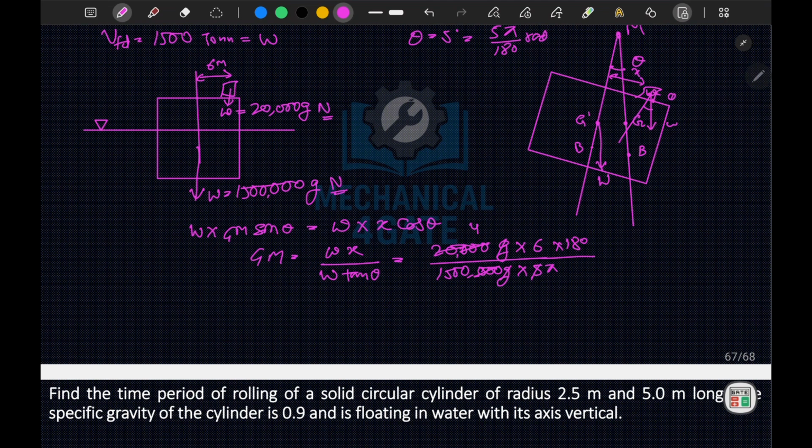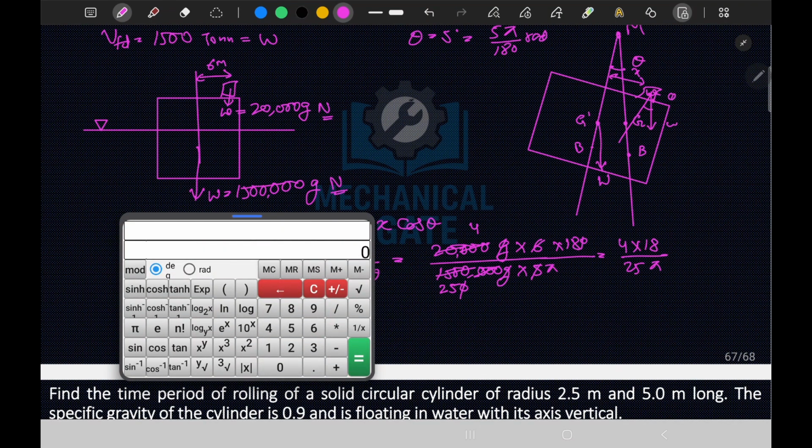5 4s are 20, now it is 1500. 6 2s are 12, 6 5s are 30, and 250, this will become... Now this will cancel out here. So from here you have obtained 4 into 18 divided by 25 pi. 4 into 18 divided by 25 divided by pi.